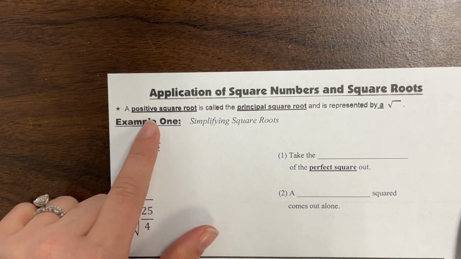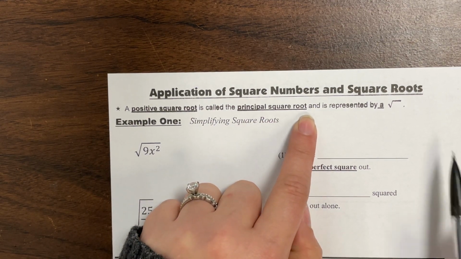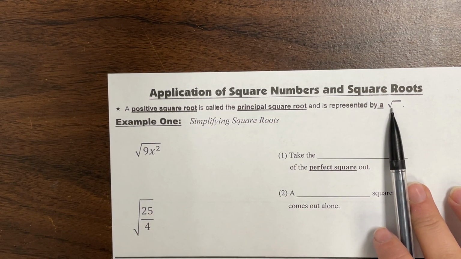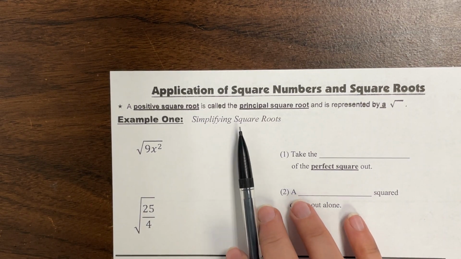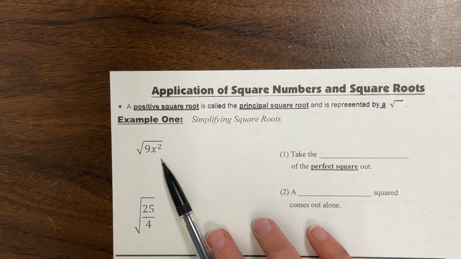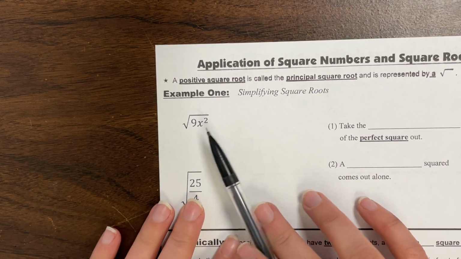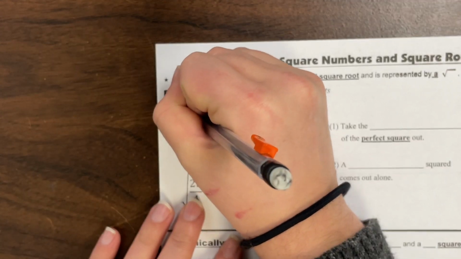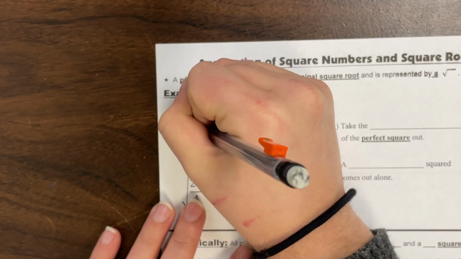It says a positive square root is called the principal square root, and it is represented by a radical sign. That is called a radical sign. So if we want to simplify square roots, we're just going to be thinking, okay, what two things multiplied together are going to give me these things? So we kind of have two elements going on here. We have a 9 that can be broken down, and then we have an x squared.